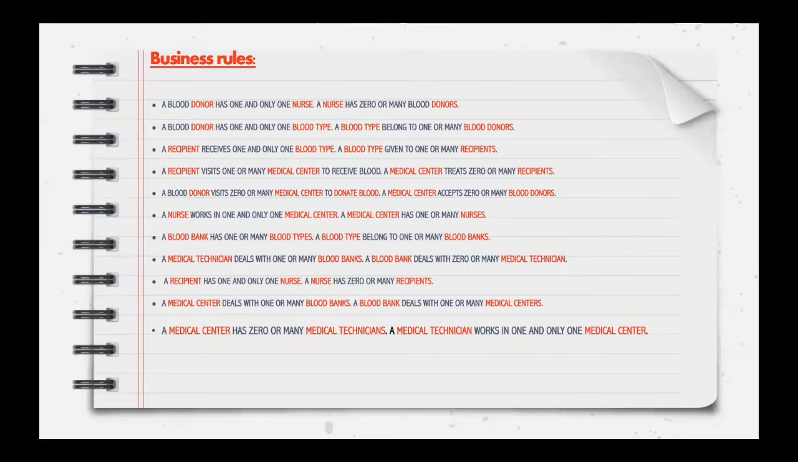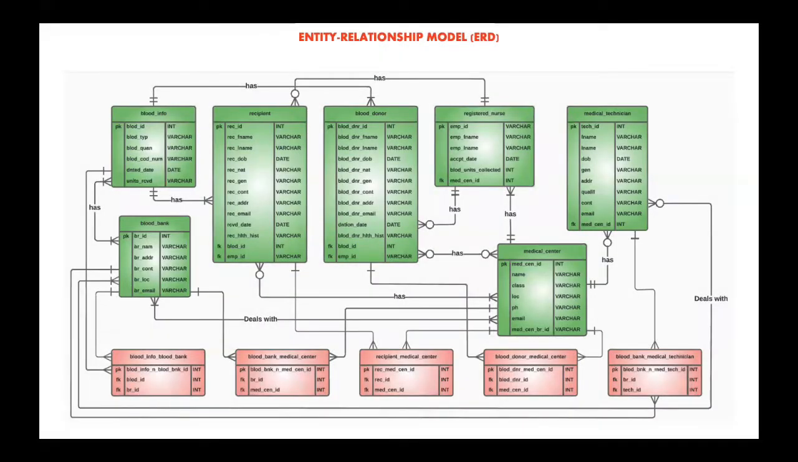A medical technician deals with one or many blood banks. A blood bank deals with 0 or many medical technicians. A recipient has one and only one nurse. A nurse has 0 or many recipients. A medical center deals with one or many blood banks. A blood bank deals with one or many medical centers. A medical center has 0 or many medical technicians. A medical technician works in only one medical center. Moreover, for the next slide, Khalid is going to explain the ERD.